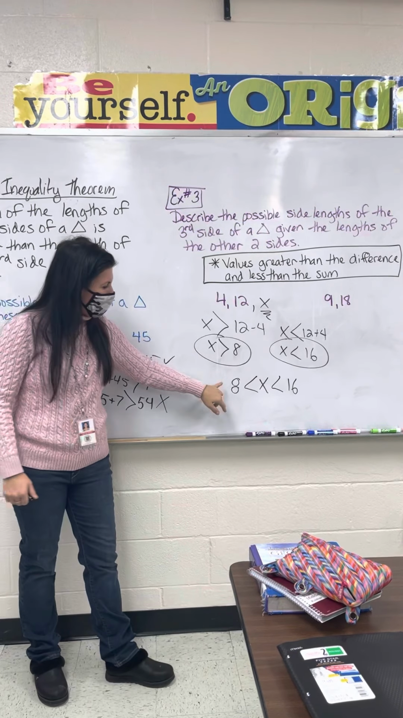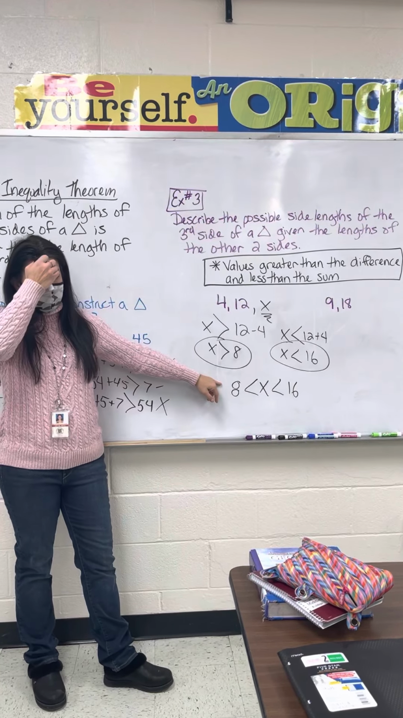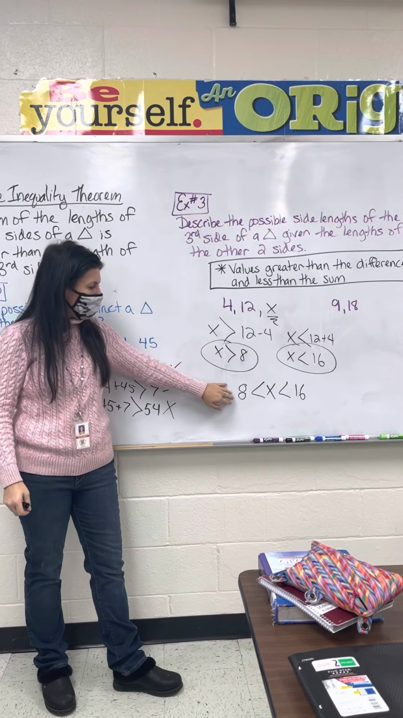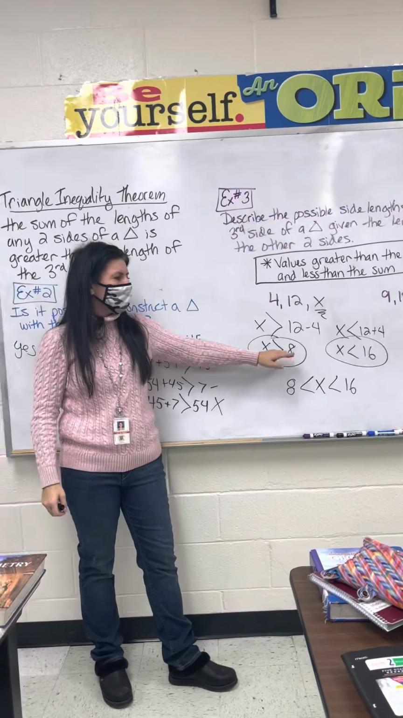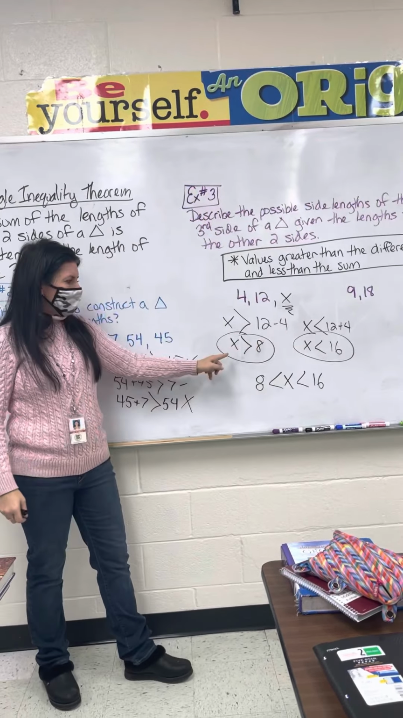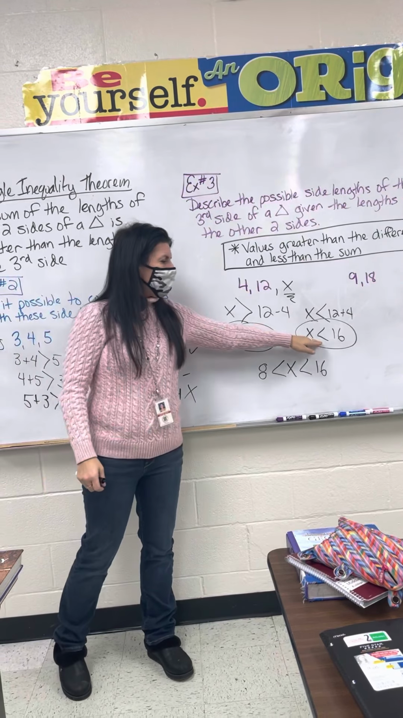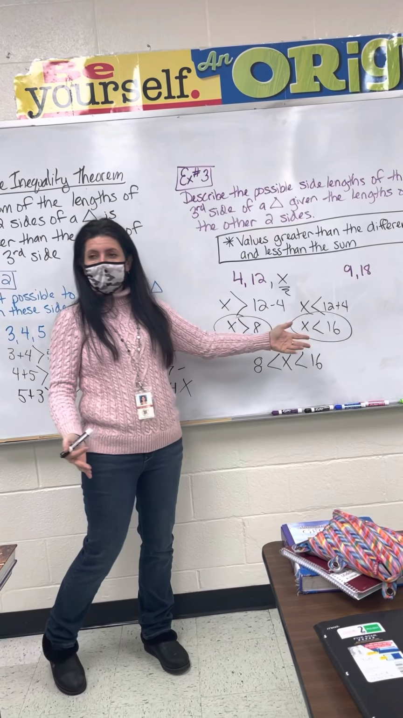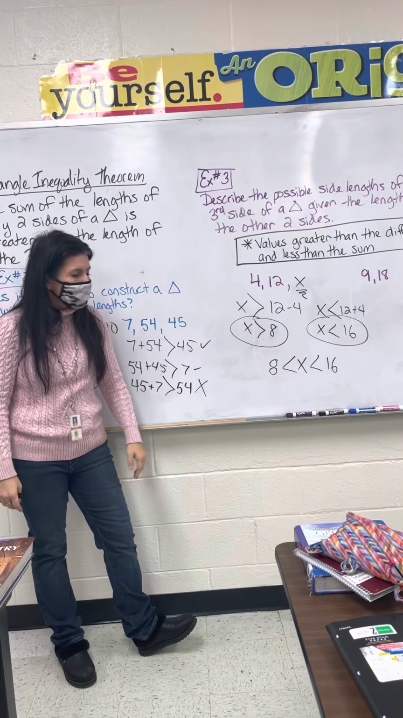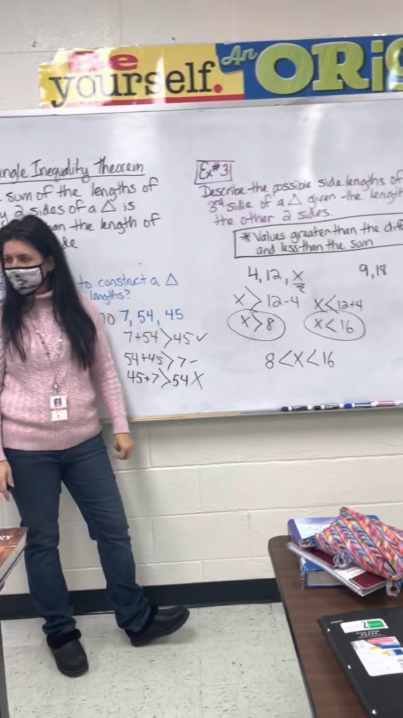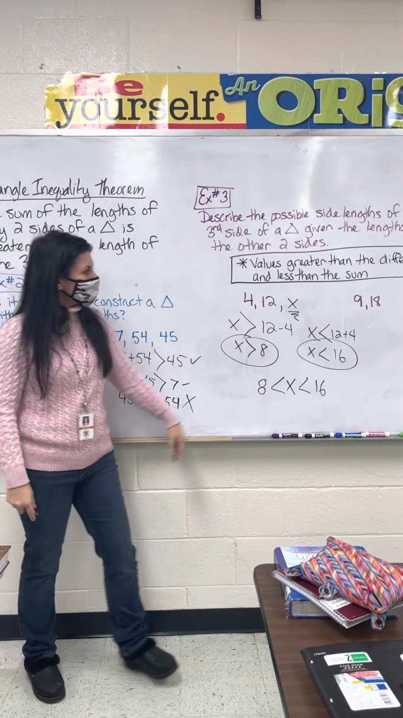Ideally, I'd like you to write it this way, but I don't want to spend a whole lot of time talking about this notation. This is important, though, that you have both of these in here. So it has to be bigger than 8 and less than 16. So it could be 9, it could be 10.5, it could be 13, it could be 15.9. One more.